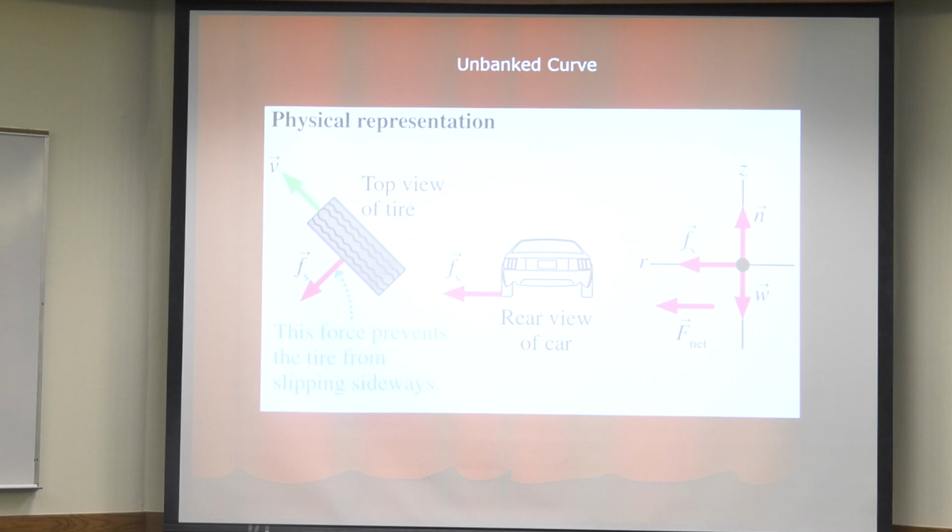So we want to talk about making turns in a car. And first we're going to do an unbanked curve. That just means the road is level, so you're just making a turn on a level road. And then we're going to do a banked turn. All right, so here we go.